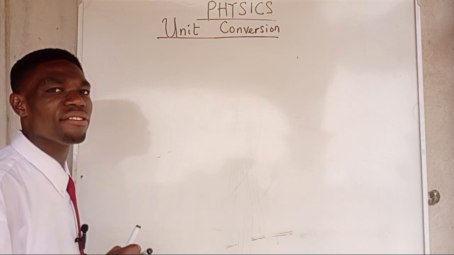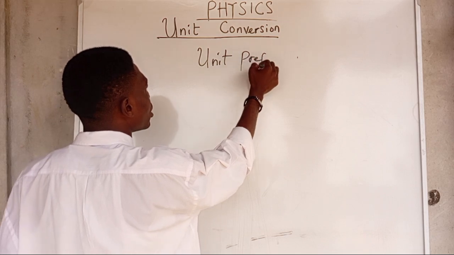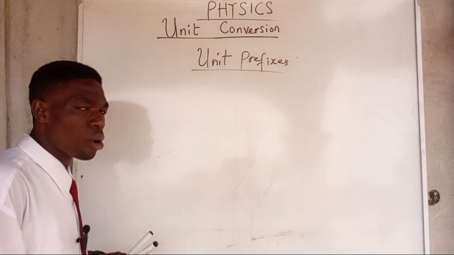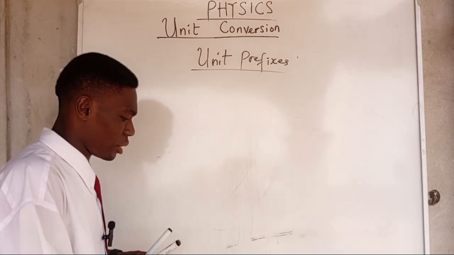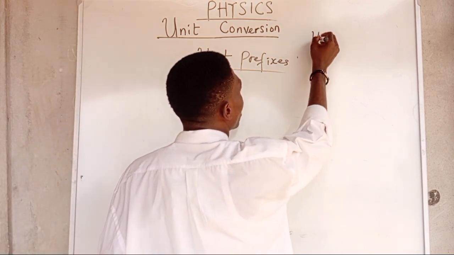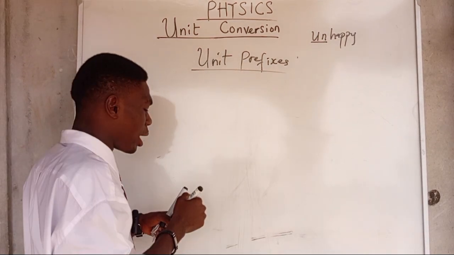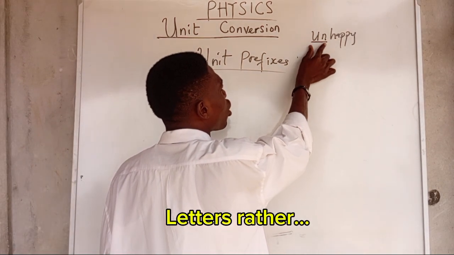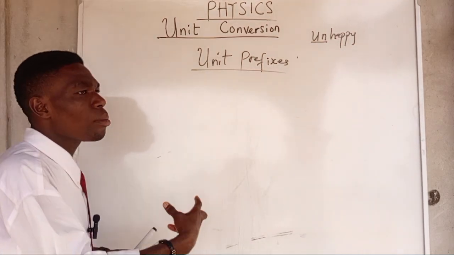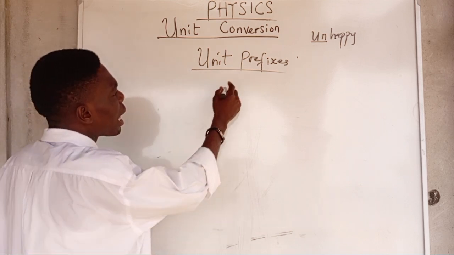Now units have prefixes. So when you look at unit prefixes, you should know that prefixes are letters that come before a word. That's a prefix. Letter or letters that come before a word. For instance, if you look at the word unhappy, you can see that the two letters un are a prefix. They come before the word happy. And so units also have prefixes. There are some letters that come before each unit.